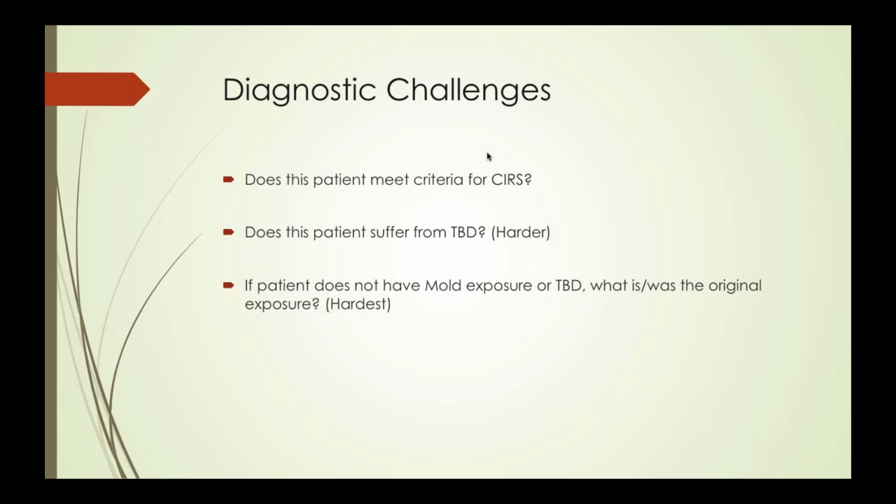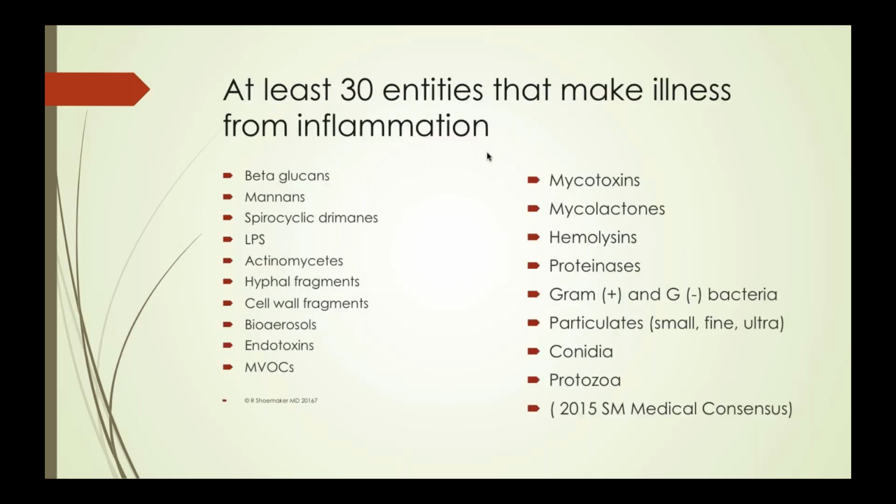Even harder is if you come to the conclusion after all the testing that you've done that it's not a tick-borne illness, it's not a mold exposure, that it's one of the other 30 to 40 biotoxins that this patient is suffering from. So there are at least 30 entities that can turn on this inflammation, and many of them you might not have heard of before. Beta-glucans, mannins, spirocyclic drimanes, lipopolysaccharides, actinomycetes, which we now know is a really big one in water damaged buildings, hyphal fragments, cell wall fragments, bioaerosols, endotoxins, MVOCs, VOCs, mycotoxins, you get the point. The list is long. It is notorious.